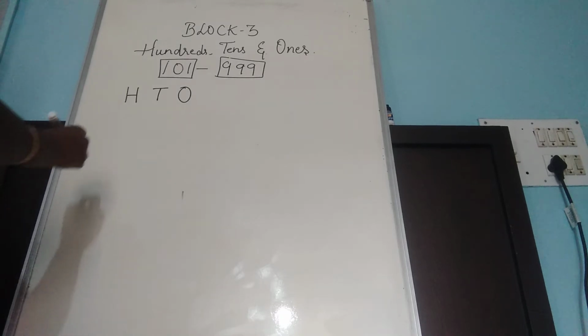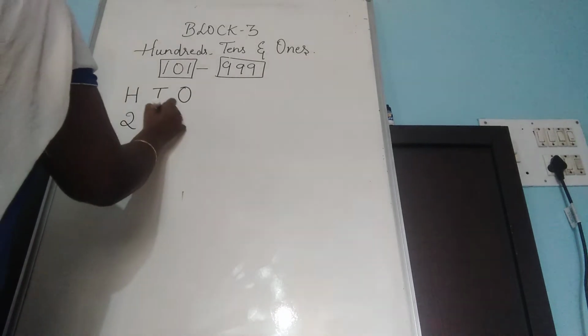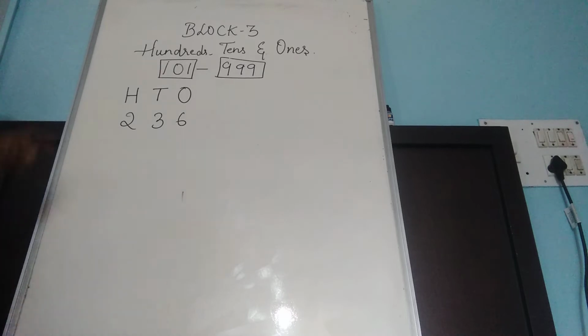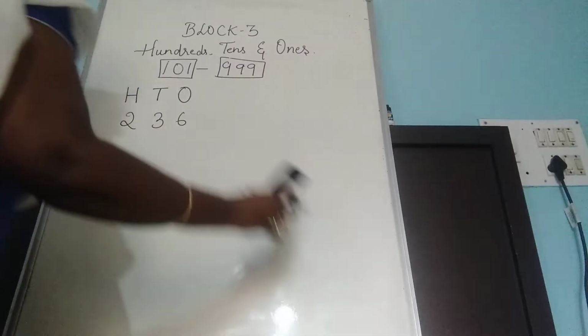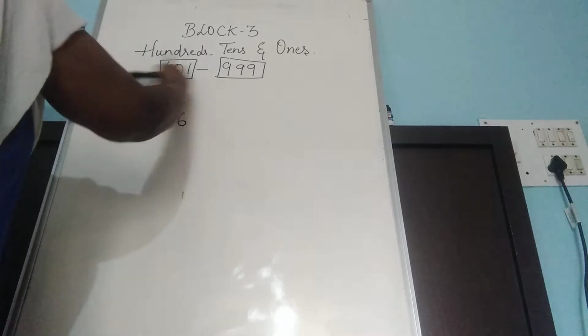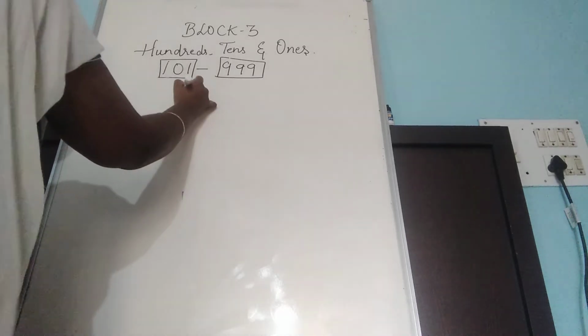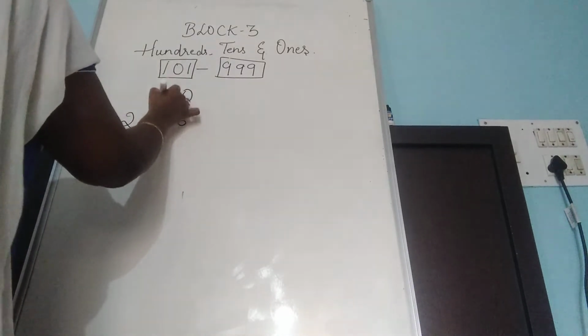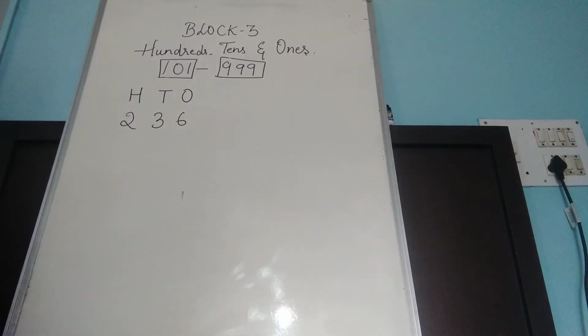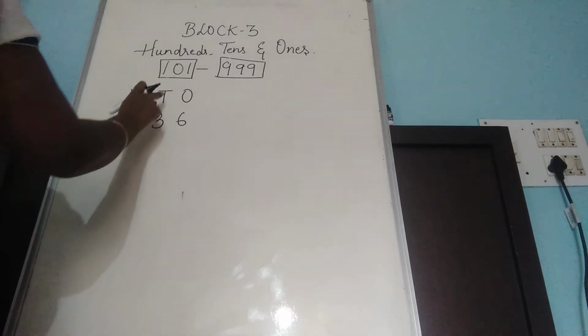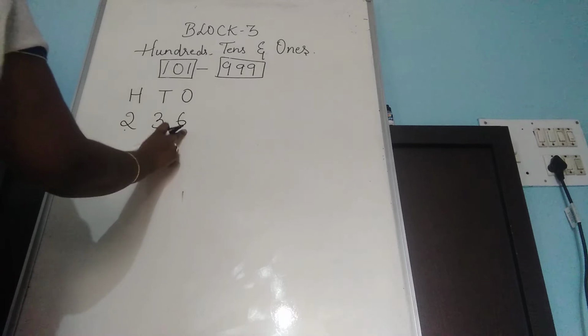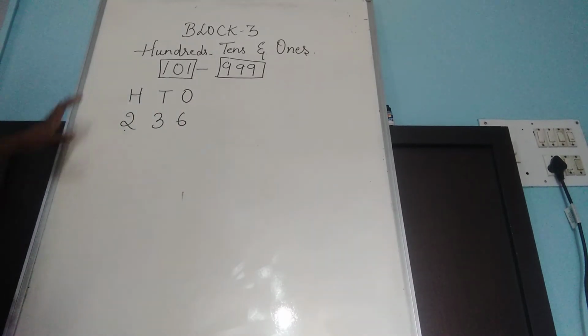For example, let me take an example, 236. When I write 236, I need to represent it in the place value chart. So this is my number 236. How will you represent it in the place value chart? You put here ones, tens and H, that is H, T, O. That means 2 is in hundreds place, 3 is in tens place, 6 is in ones place. You have learned this concept.